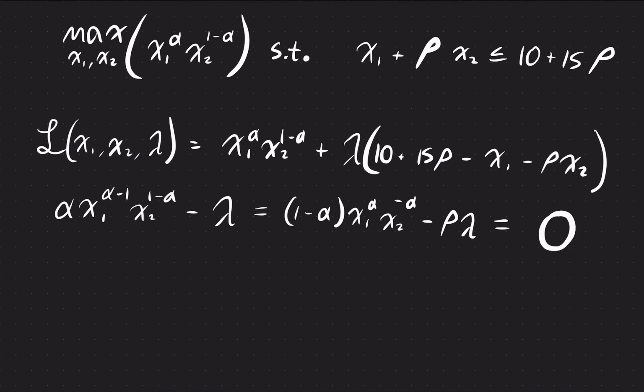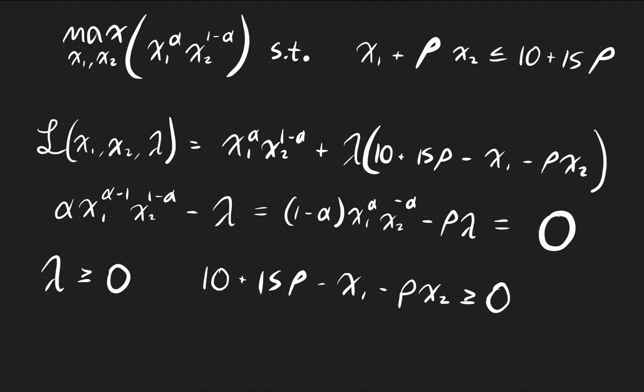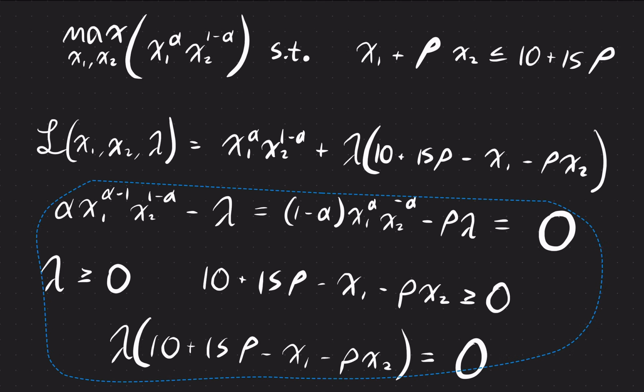Now the complementary slackness conditions: lambda is greater than or equal to 0. The constraint part is greater than or equal to 0. And their product is equal to 0. So these are the conditions we're going to use to solve.